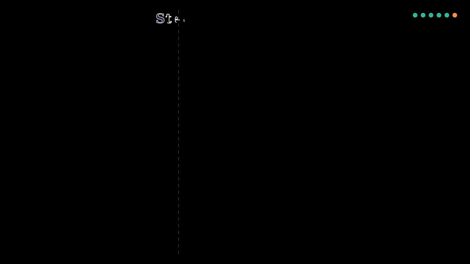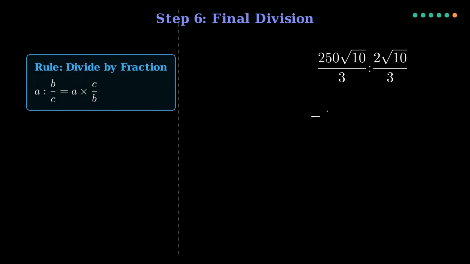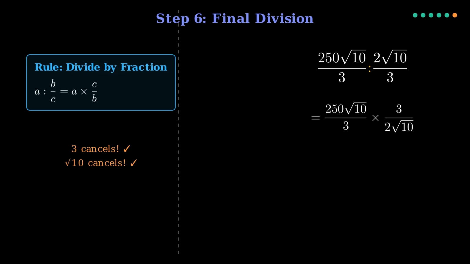Step 6. The grand finale. Let's divide the two expressions. We have 250 root 10 over 3 divided by 2 root 10 over 3. Dividing by a fraction means multiplying by its reciprocal. We flip 2 root 10 over 3. Now look at this carefully. The 3's cancel out because 3 divided by 3 is 1. And the root 10's cancel out because root 10 divided by root 10 is also 1. We're left with 250 divided by 2. And that equals 125.